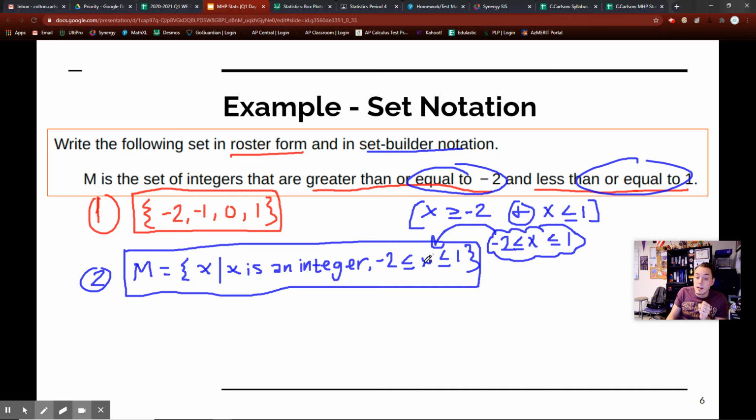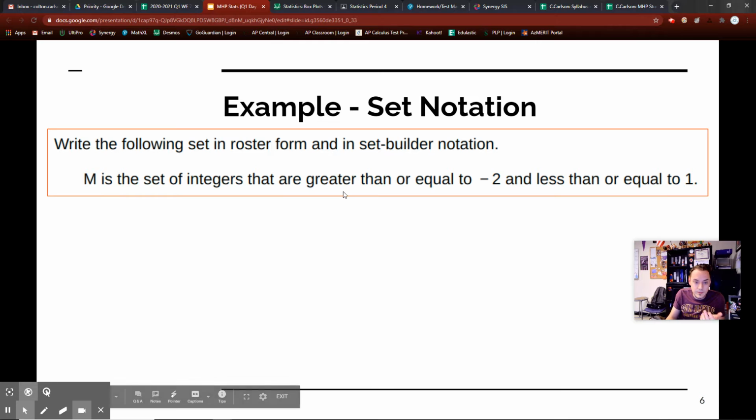Now Math Excel will more than likely ask for just this. Anything that I'm underlining in green, that's what you type in Math Excel. So you probably won't even need to write the braces. Math Excel will more than likely just want this part. Everything else will already be there for you. So that's not bad, right? And that's how you do it. That's set. So let's go through another example and see if we can do it.